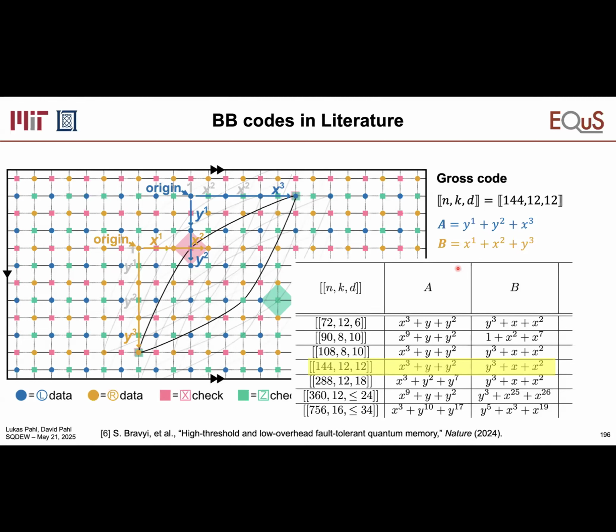But why are the exponents of the polynomial for the one with 360 data qubits so much larger than the exponents for the one with 750? I guess I just assumed that it would scale with the number. Yeah, it's a good question.